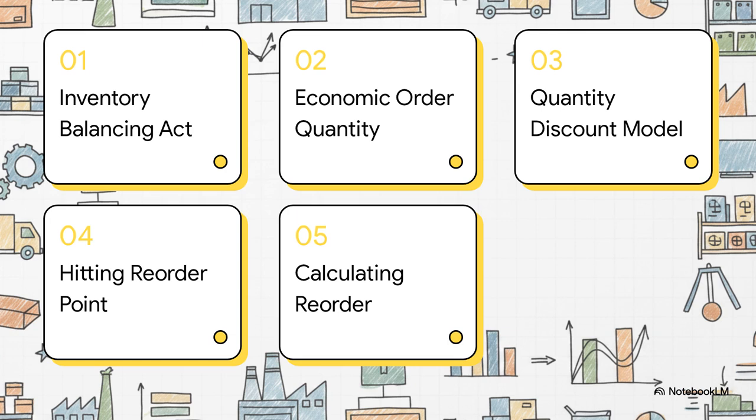So here's our roadmap for the Explainer today to demystify all this math. First, the Inventory Balancing Act. Second, Economic Order Quantity or EOQ. Third, the Quantity Discount Model. Fourth, hitting the reorder point. And finally, calculating reorder points.